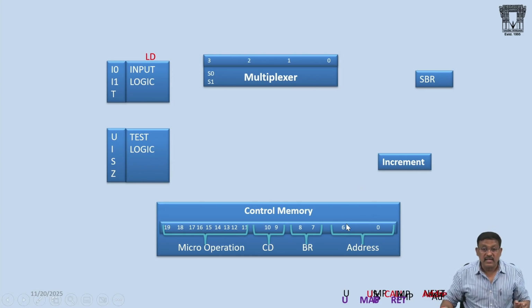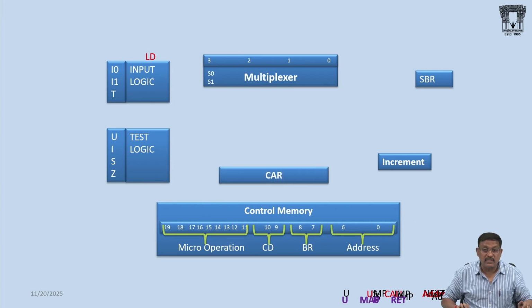So I considered 0 to 6 bits. Understood? Right? Now I have to access this control memory. If I don't know the address of the control memory, I cannot access it. So I should know the address of the control memory location. I load that address into the control address register, and the control address register accesses the control memory. Look at this. This is the address field. This is the branch field, condition bits and operational bits.